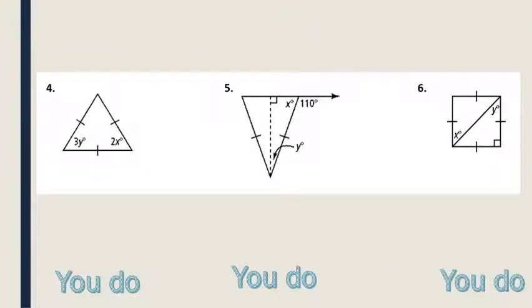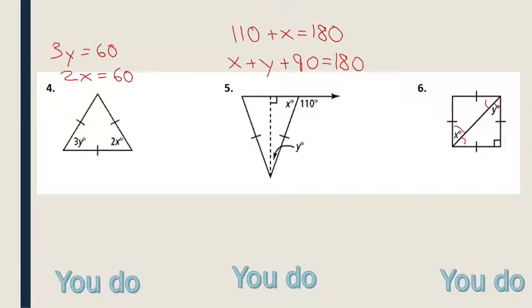So why don't you take a moment to try to do these three questions, please? Go ahead and pause your video now. I'm going to give you the answers really quick. So for number 4, again, it's equilateral, so it's equiangular. So all of the interior angles are going to be 60. So you just take 3y equals 60 and 2x equals 60 and solve for each of those.